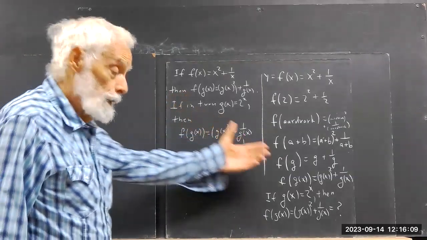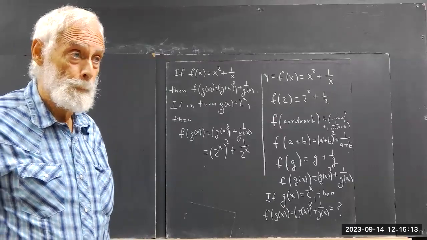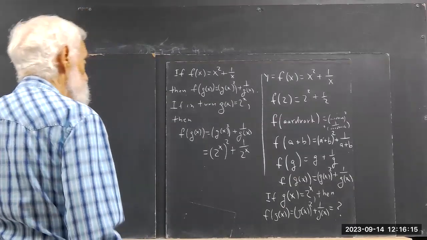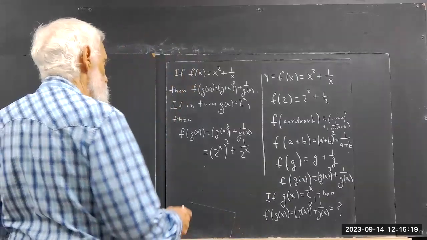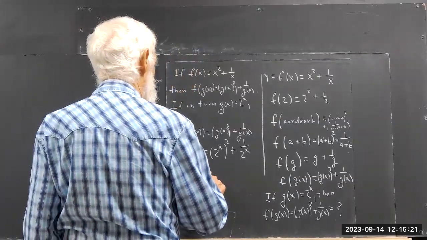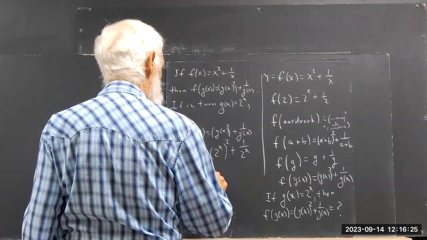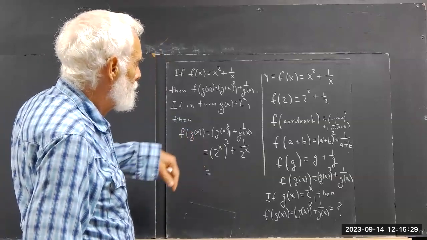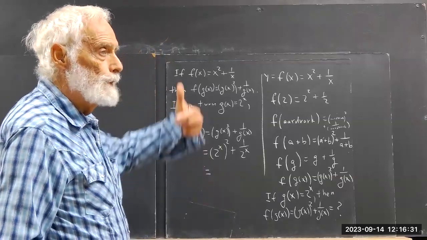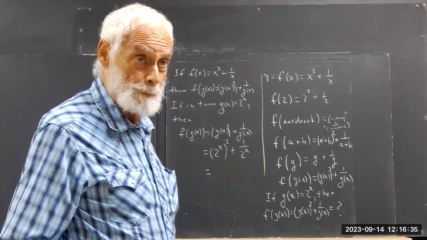You replace g of x by 2 to the x. Okay. Now, a little algebra that you should know. I'll write this in a different color. A to the b raised to the c is a to the bc. It's one of your basic laws of exponents.